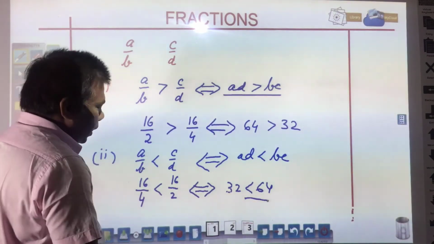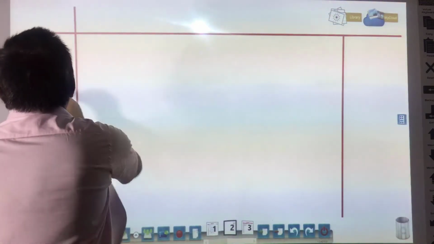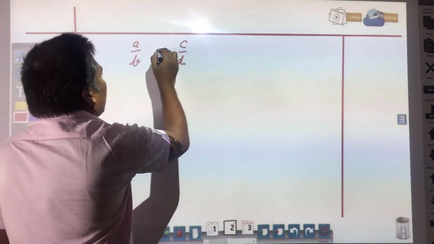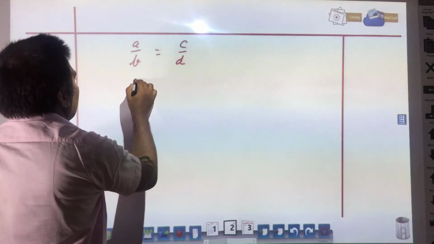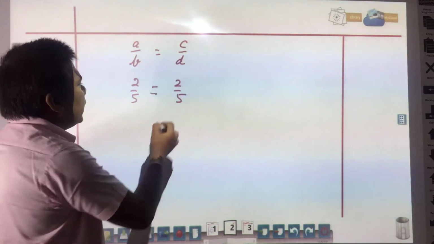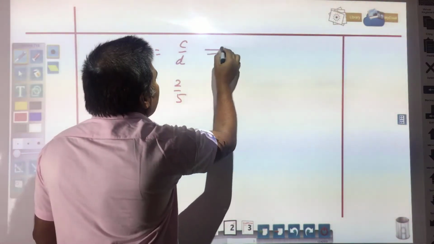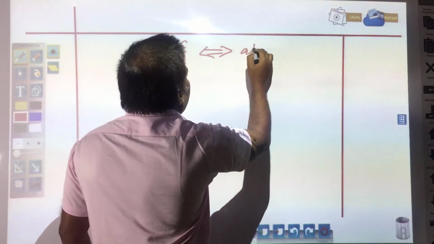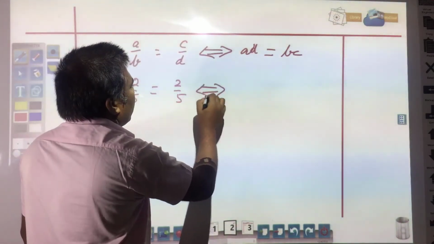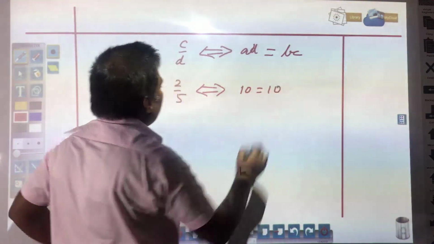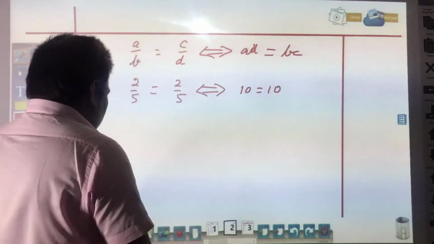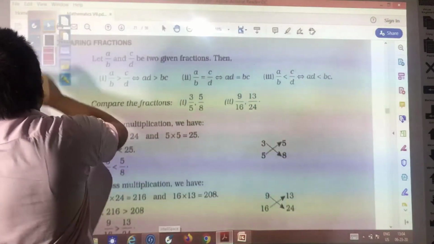Some other examples: in the third case, suppose in place of A by B and C by D, both are equal. Suppose you take 2 by 5 and 2 by 5. Both are equal, then in this case again AD will be equal to BC. You can verify, 10 will be equal to 10. 2 into 5 is 10 and 5 into 2 is 10, both will be equal. So, I hope you understood this.